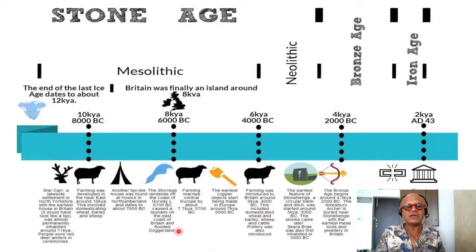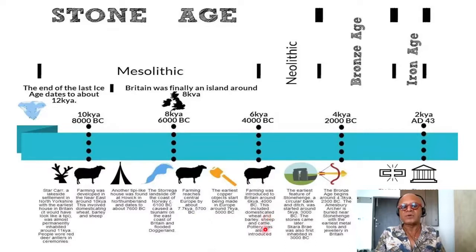The Storegga landslide off the coast of Norway circa 6100 BC caused a tsunami on the east coast of Britain and flooded Doggerland. Farming reaches Central Europe about 7.7 kilo years ago, 5700 BC. So Levant and Far East, where agriculture seems to have evolved independently and then spread elsewhere. The earliest copper objects start being made in Europe around 7 kilo years, 5000 BC. 6 kilo years, 4000 BC.